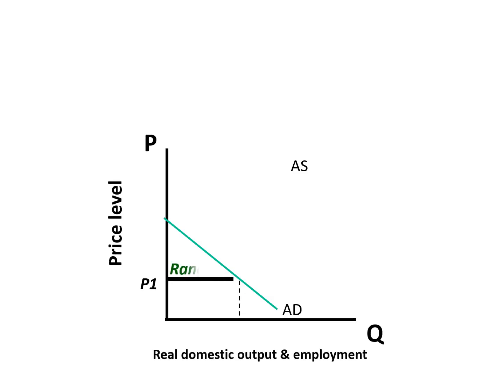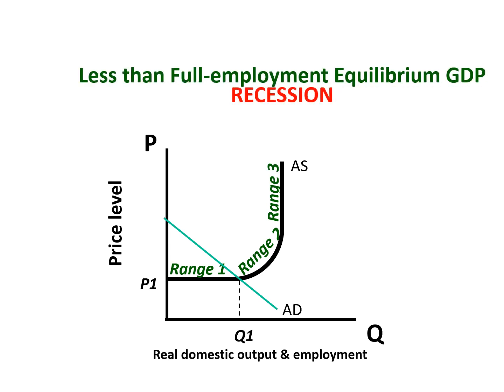So let's discuss the 4 possible shifts in aggregate demand or aggregate supply and how that impacts GDP, unemployment, and inflation. Okay, so what do we have pictured here? Look what has happened to our picture of perfection. The aggregate demand curve has shifted well left, right?